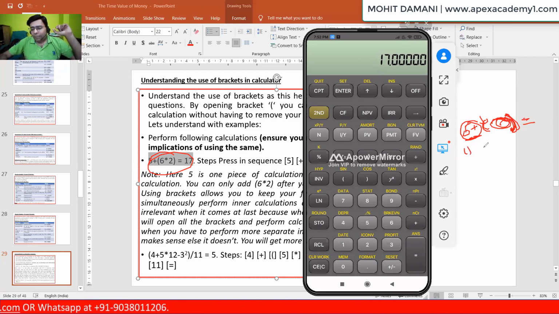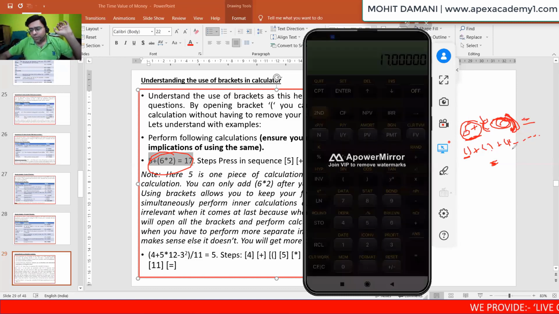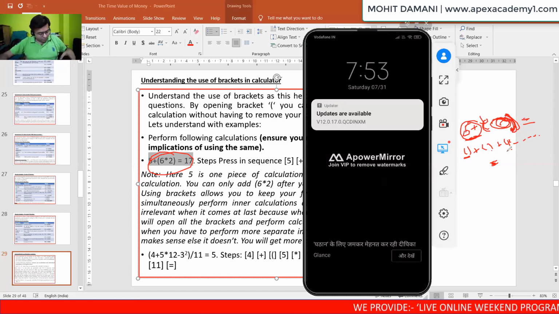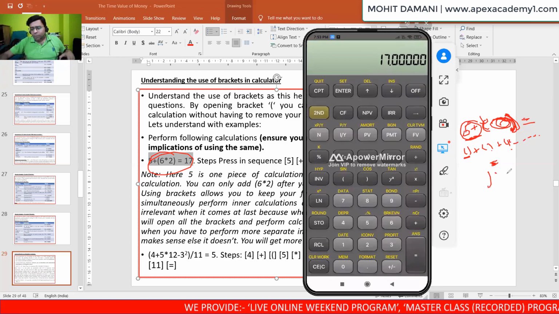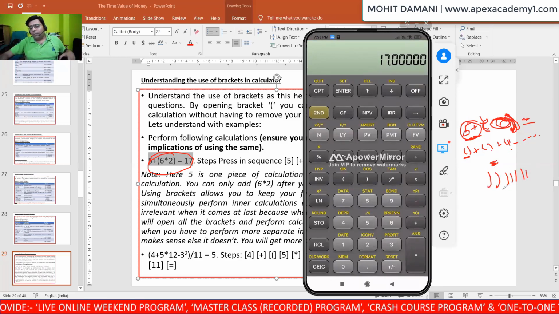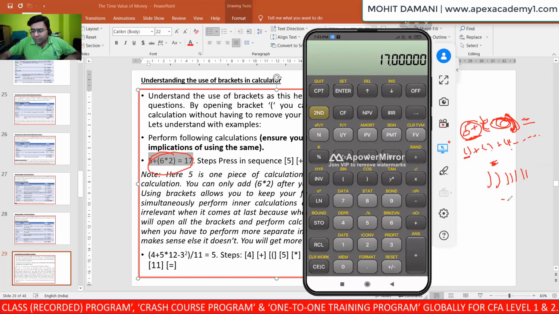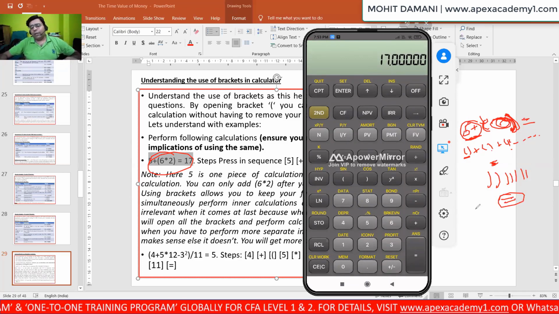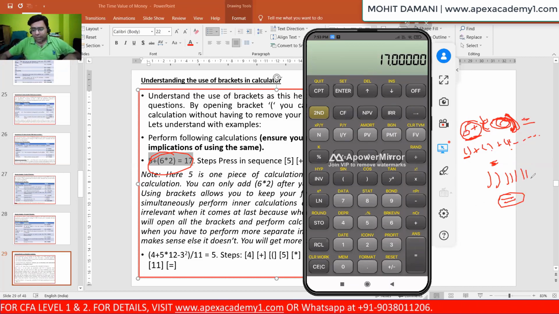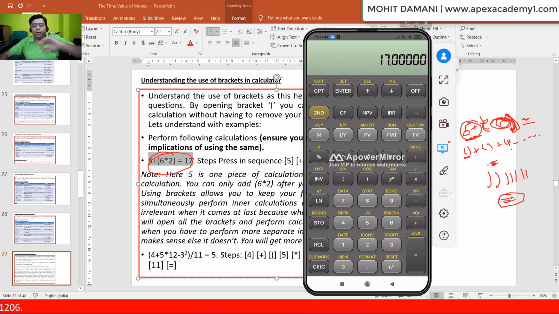If you have opened multiple brackets, suppose one calculation here, then again one calculation here, one calculation here, and so on and so forth, and then you want to close all the brackets, there are two ways to get the solution. You have to keep on pressing the bracket close, or you can press the equal to button in one go. Either of the two will do. If you keep on pressing bracket close, then it will get closed. If you press equal to, then also all the brackets will be closed.